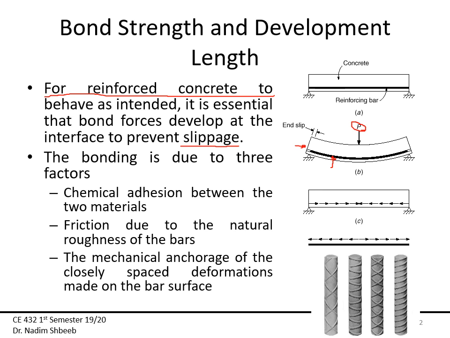So what are the factors that influence the bonding? There are three of them mainly. One is chemical adhesion between the two materials. The other is friction due to the natural roughness of the bars, and here I'm talking about smooth bars, so there's some coefficient of friction between concrete and bars. But these two are low compared to deformed bars, which I'll talk about in the next slide. These deformations add a mechanical anchorage, and that will also increase the bond between concrete and steel.